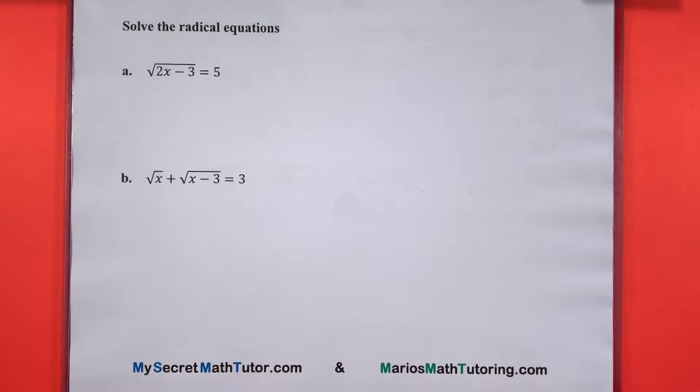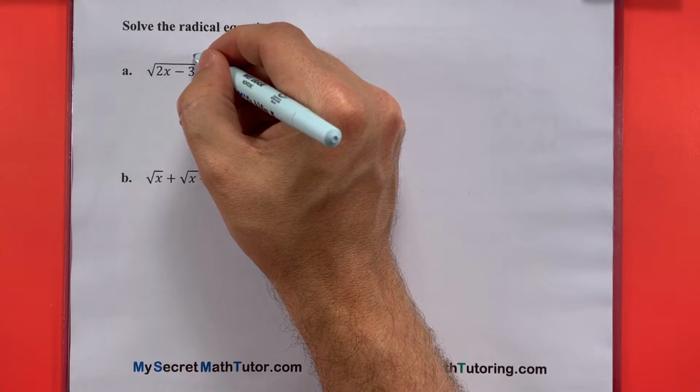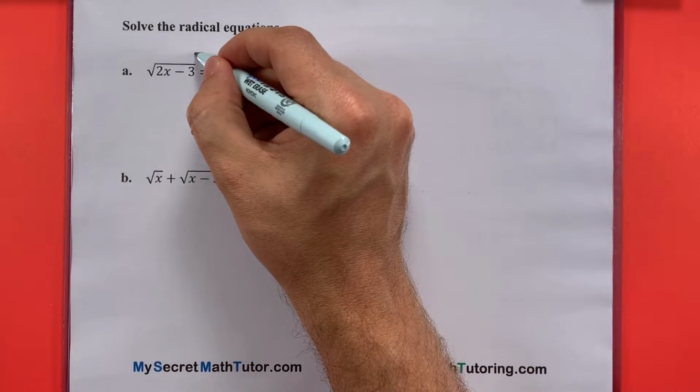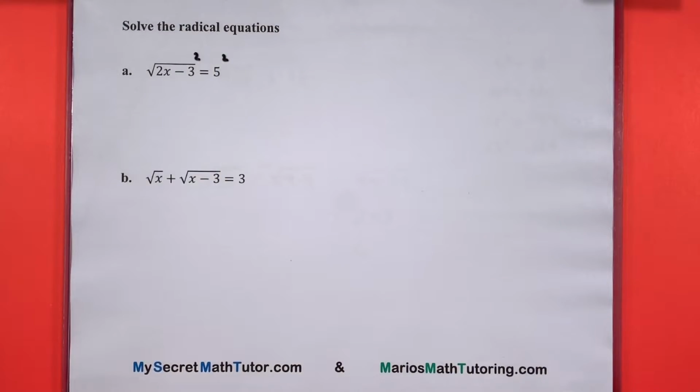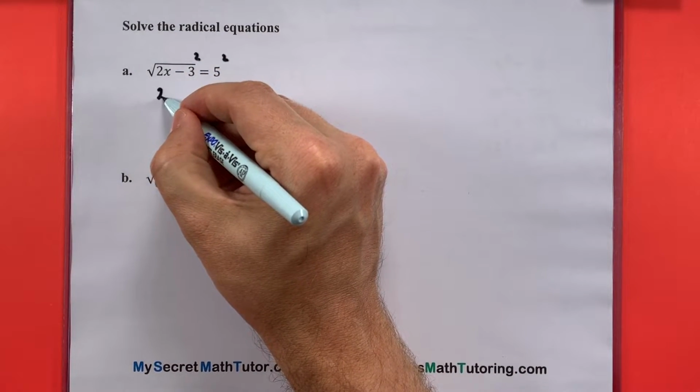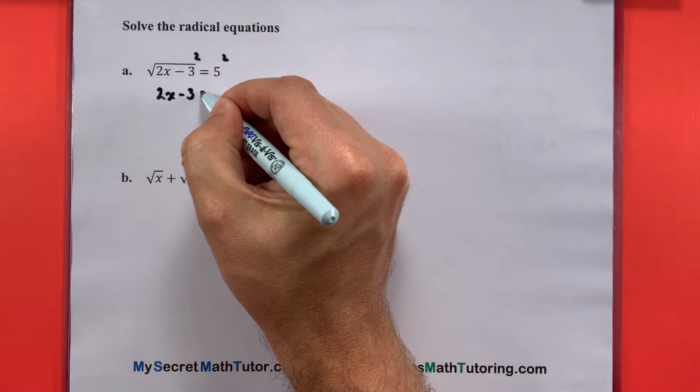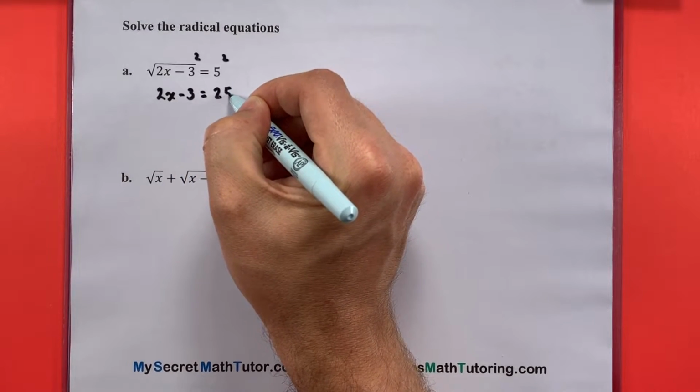All right, let's move on to solving some radical equations. To solve these, we can usually start off by isolating the radical and then squaring both sides to get rid of it. Okay, squaring on the left side here, this will give us a 2x minus 3. Squaring on the right, we have a 25.